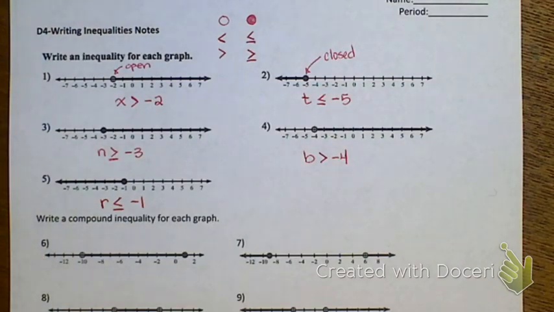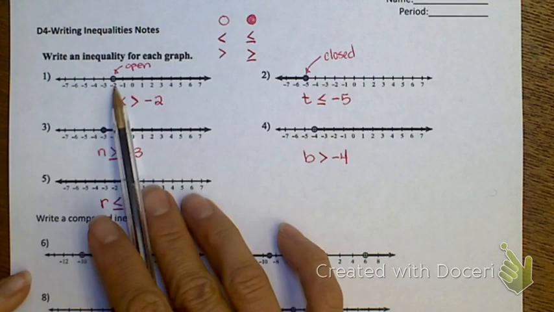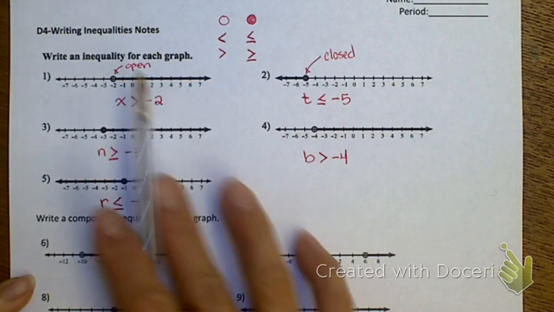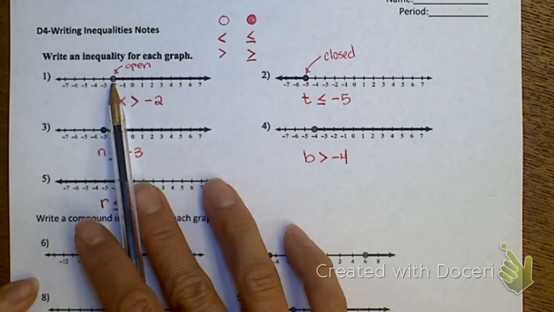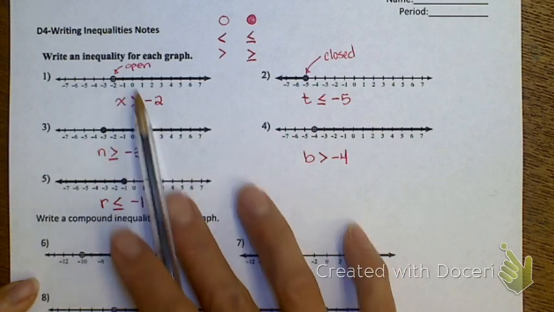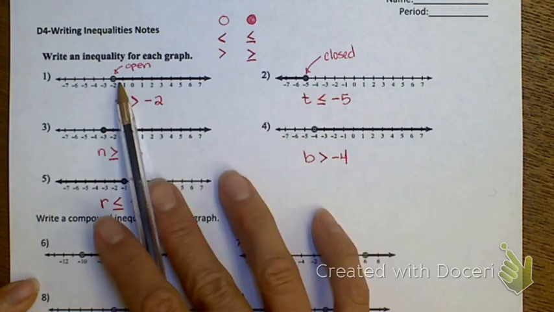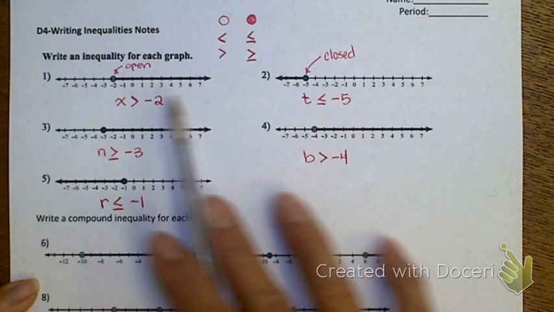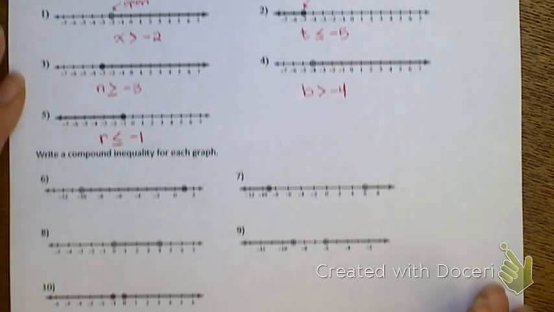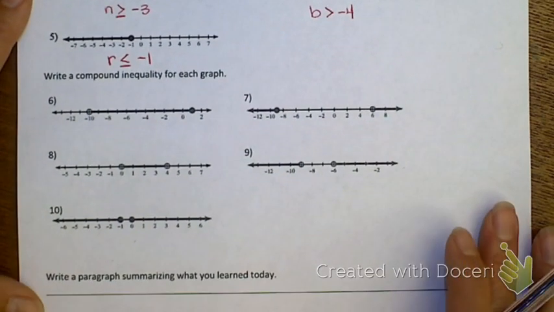Okay. So the first problem set is pretty simple, right? You're identifying the number where the dot is. That's the number that goes in your inequality. You need to identify whether it's an open or a closed circle. And then you're going to pick the direction of your inequality symbol, whether it's increasing, greater than, or decreasing, less than. All right, now let's take a look at writing a compound inequality for each graph.